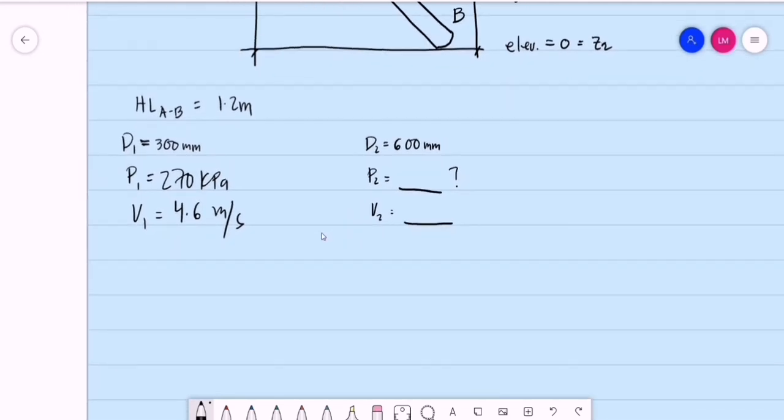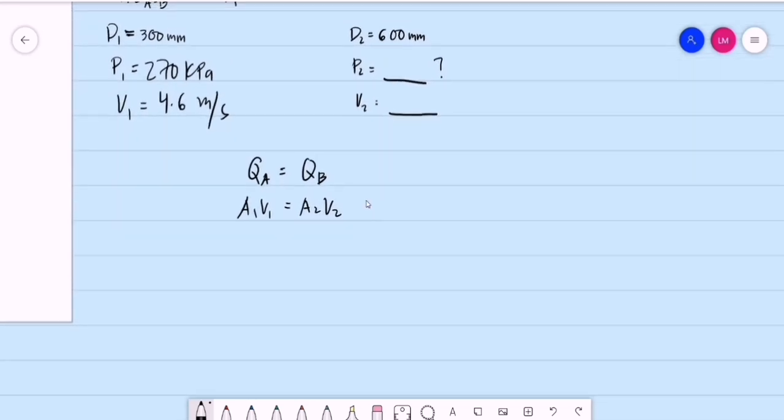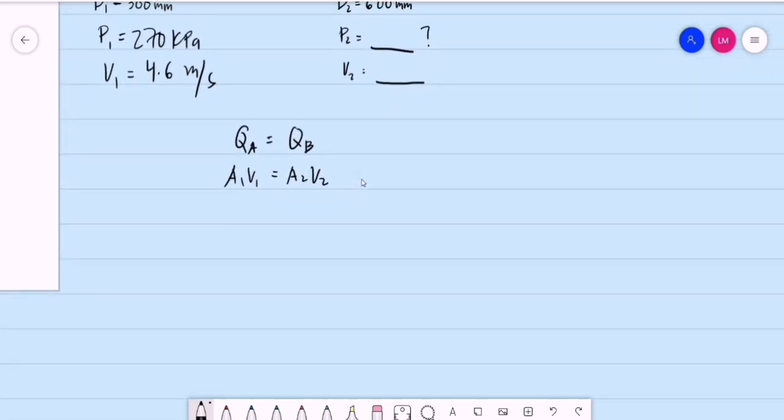We are applying the basic equation, that is the continuity equation. The discharge at point A is simply equal to the discharge at point B. We can have it as A1 V1 equals area 2 times V sub 2. Then, substituting, we have the area in meters. Again, that is 0.3, or 300 mm, squared times pi divided by 4. V sub 1 is given as 4.6 meters per second. Area 2 is 0.6 squared times pi divided by 4, then multiplied by V sub 2. So again, we can cancel the pi over 4. Then let us compute.